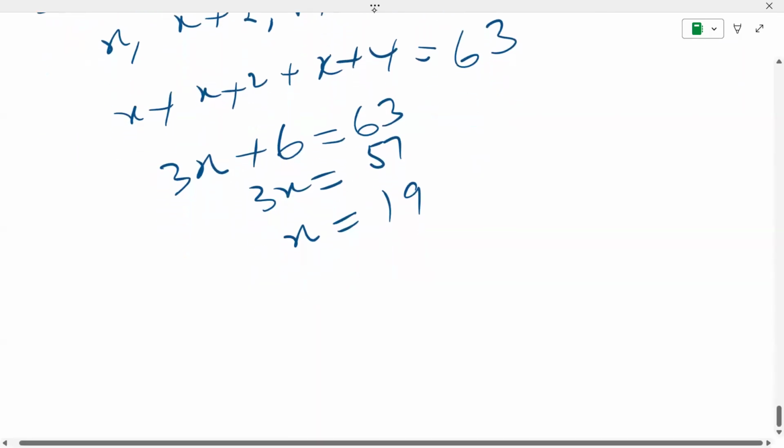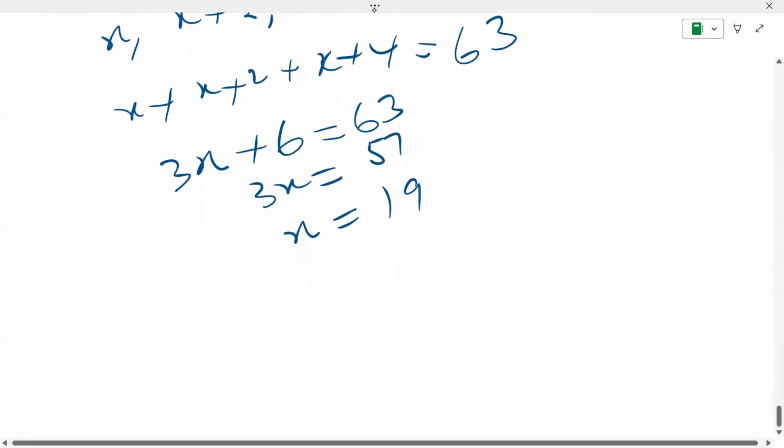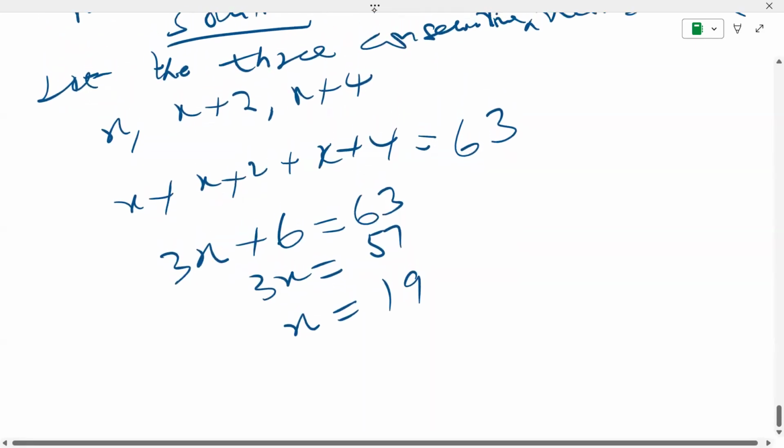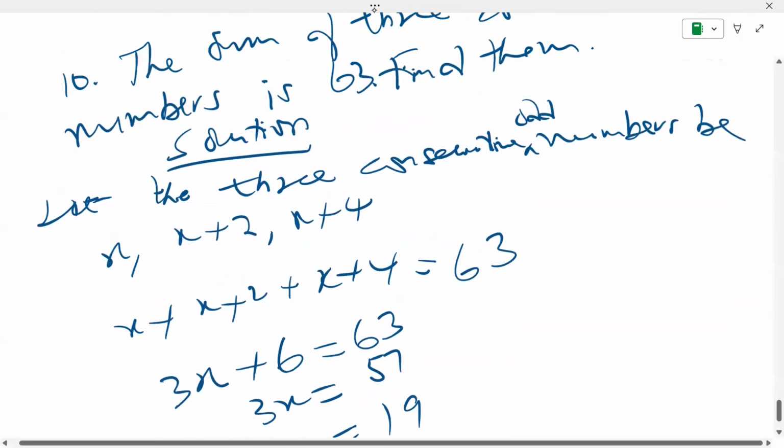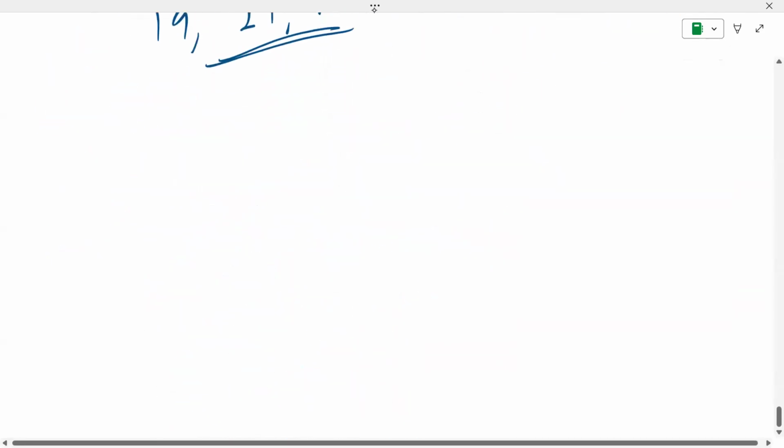And so now that I have 19, remember 19 is the first value x. So we get 19. Then the second value is x plus 2. So that will be 19 plus 2, and that will give us 21. And then the last will be x plus 4. So 19 plus 4, and that will give us 23. So the numbers are 19, 21, and 23.